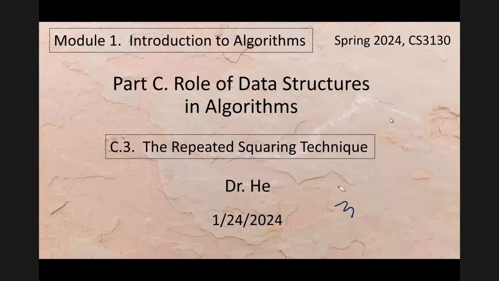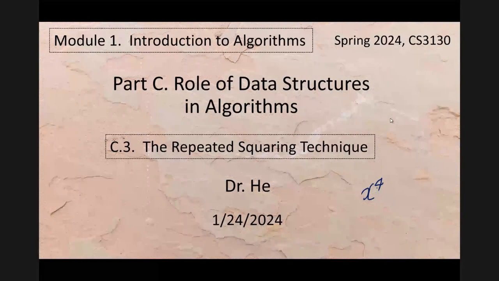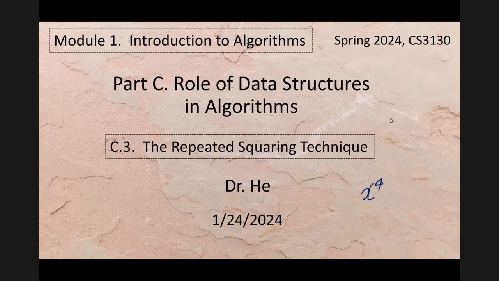X to the fourth, we already use this method. For x to the fourth, we use two multiplications. Remember, the first multiplication, x times x. Second, x squared times x squared. We already used this method, but at that time, I didn't give you the name of this method. Here, that's the repeated squaring technique.